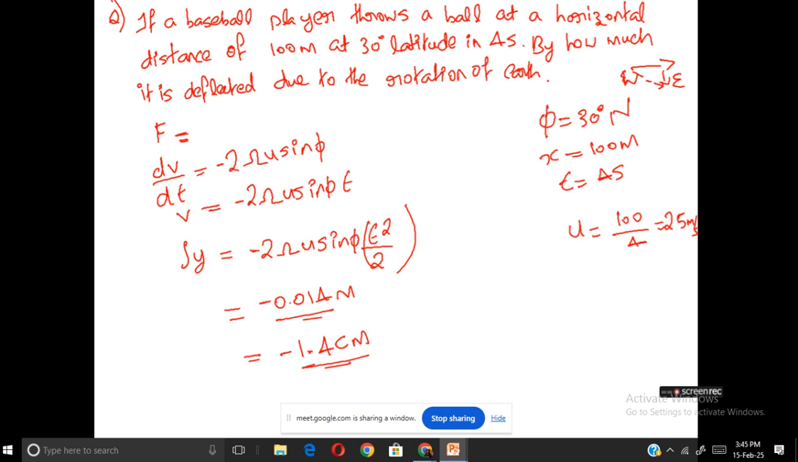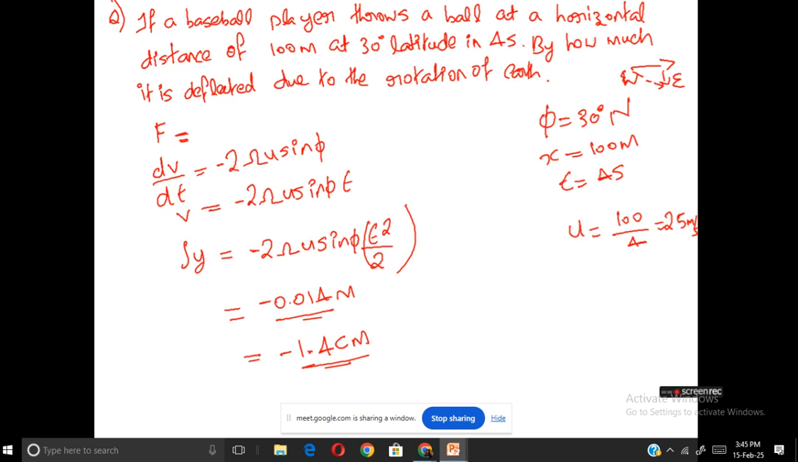And then finally we calculated the deflection in the case of a baseball when we are throwing from one end of the ground to the other end, where the distance traveled is just in hundreds of meters, and the speed is in meters per second, or tens of meters per second. In that case, the deflection was around 1.4 centimeter.